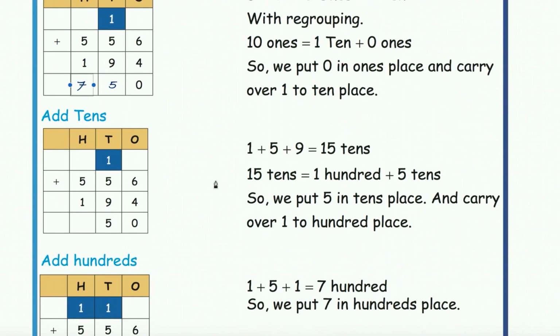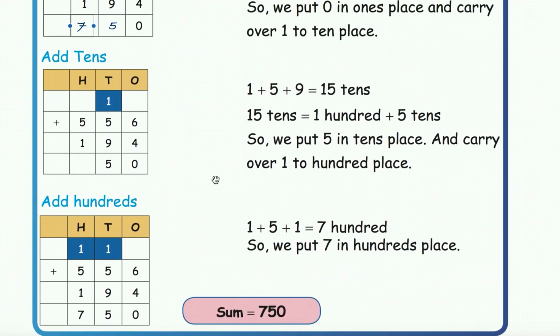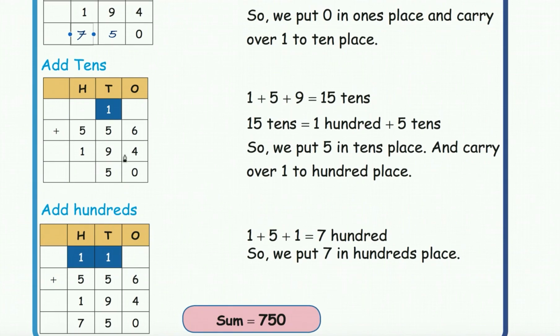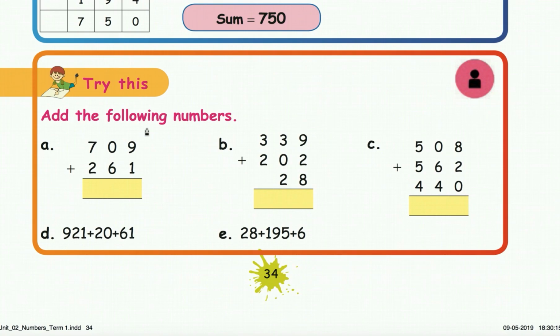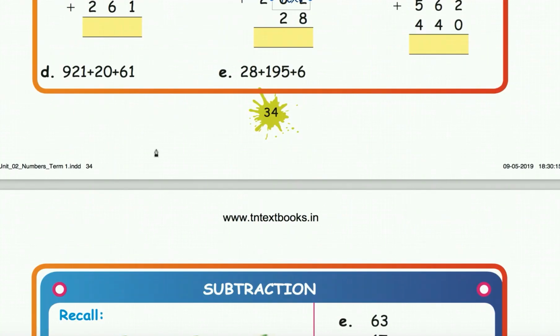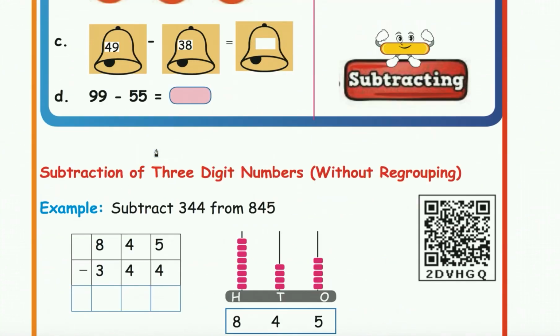Again, I told you, right? 1 will come here. That is what it did. Now try on your own. Okay, 9 plus 1, 10. Yeah, where did it go?